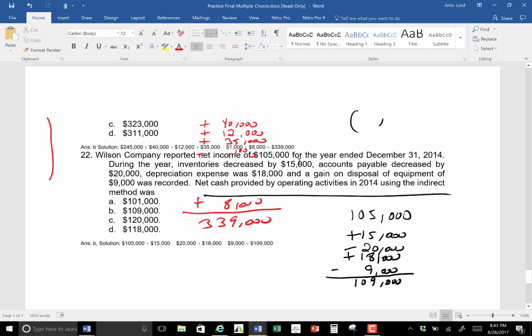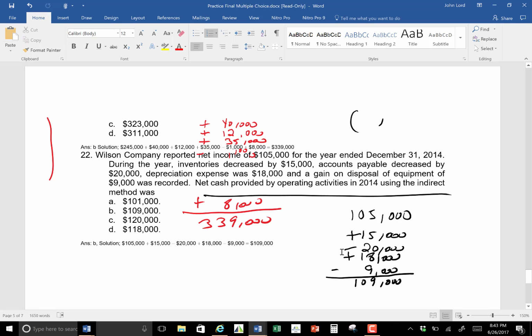Is inventory an asset? So I do the opposite. I add it. Okay. Accounts payable decreased by 20. Is that a liability? So I use the same direction. Since it decreased, I subtract it, right? Okay. Depreciation expense was 18. I add that. Gain on the disposal of equipment, I do what?